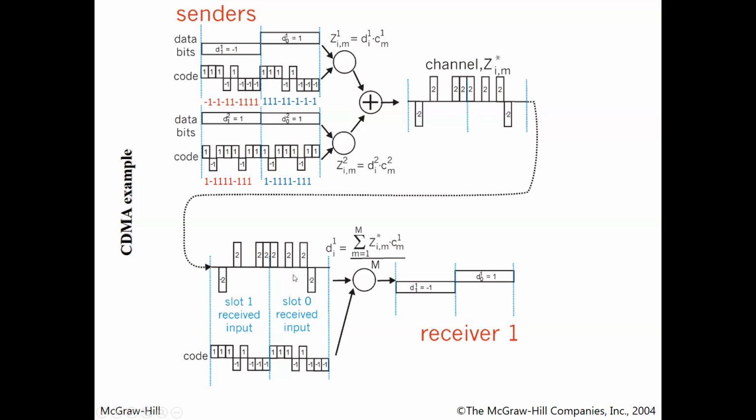And likewise, how do you get minus 1? Look at the leftmost 8 bits, going from the least significant bit to the most significant bit. It's going to be 2 into minus 1, plus 2 into minus 1, plus 0 into minus 1, plus 0 into 1, plus 2 into minus 1, plus 0 into 1, plus minus 2 into 1, plus 0 into 1, the whole upon 8, is going to give me the value minus 1. So this is how CDMA works.